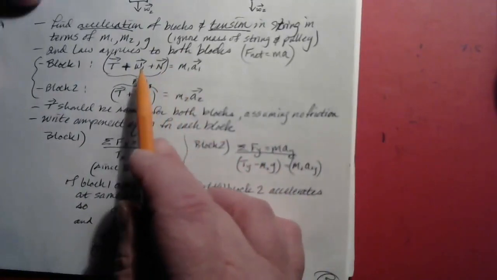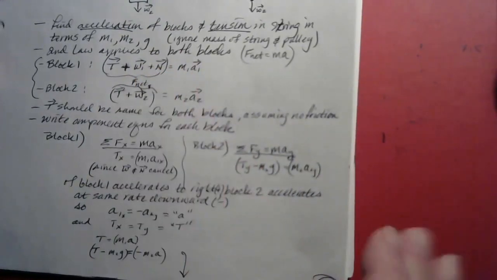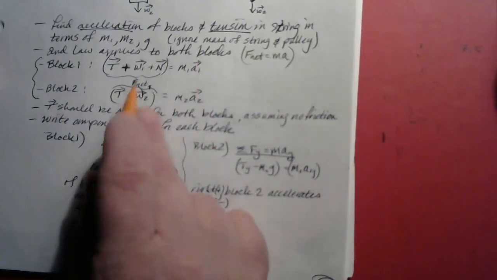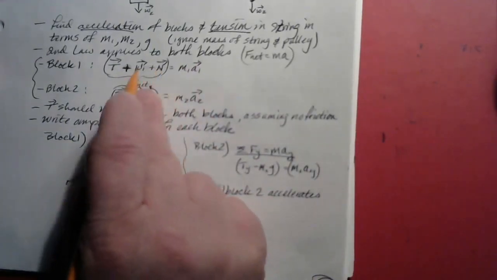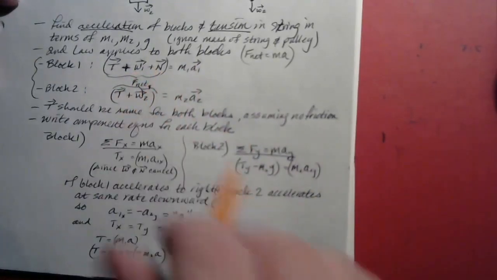Again, we can tell that the weight and the normal force must cancel each other out because block number 1 is not accelerating up or down. If these two values did not cancel each other out, there would be a net force in the up and down direction, and that would cause an acceleration in the up or down direction.